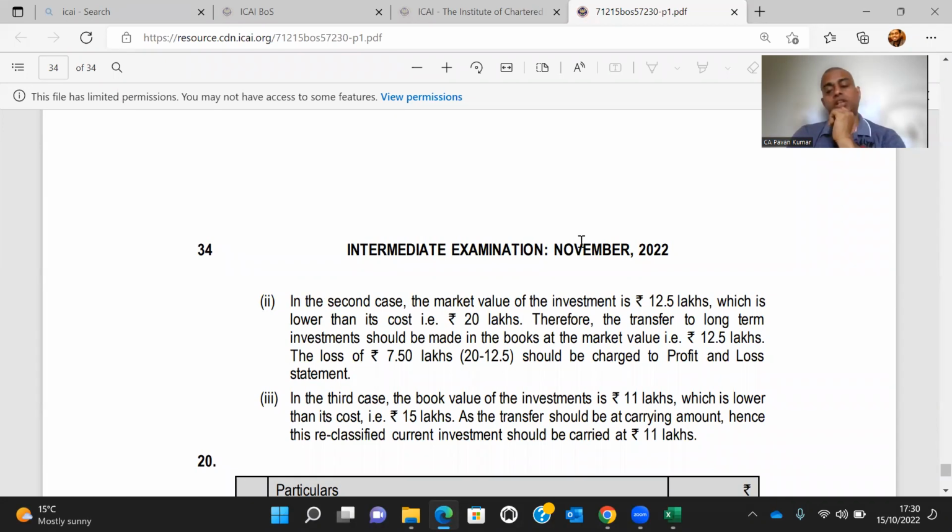Yes, sir. Very good. 3. In third case, the book value of the investment is 11 lakhs, which is lower than its cost, that is 15 lakhs. As the transfer should be at carrying amount, hence this reclassified current investment should be carried at 11 lakhs. That's it. So no increase, no decrease, nothing. You understand this? So guys, all of you, do you understand this? AS 13 case, there are 3 parts. All the 3 parts we discussed. 2 parts are one side and third part is the reverse. Short term to long term and then long term to short term. Both are covered.